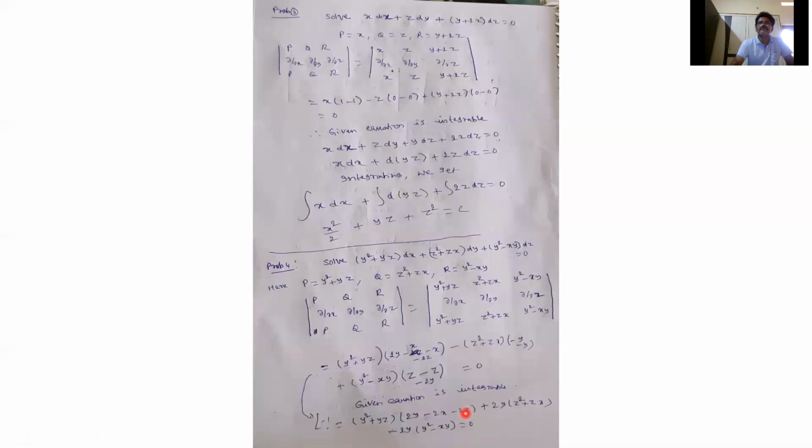So finally, to solve the total differential equation P dx plus Q dy plus R dz equal to 0, first check the condition of integrability. Check the condition of integrability. First determine P, Q, R with del by del x, del by del y, del by del z.